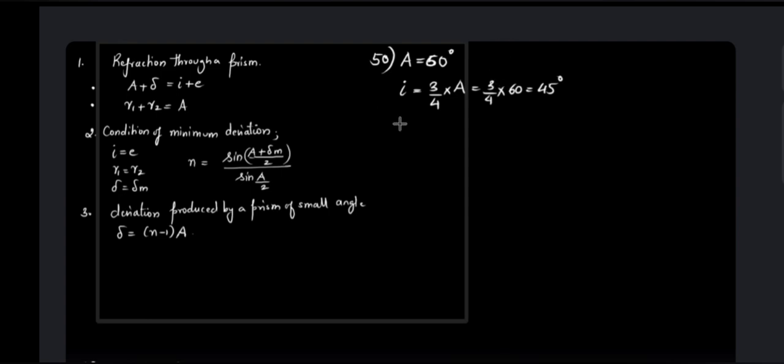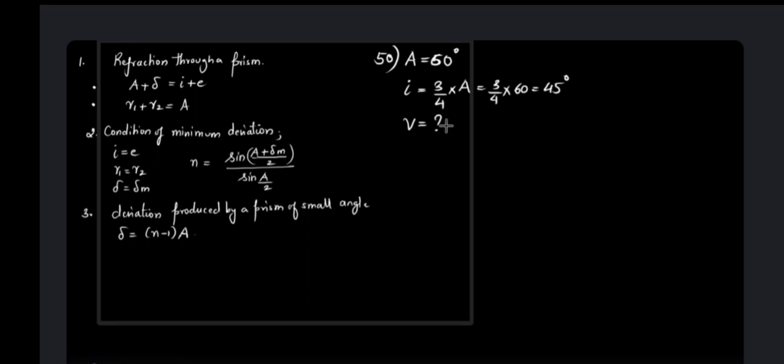Calculate the speed of light in the prism. So here, to find out the speed of light inside the prism, what we will have to do is, first we need to know the refractive index so that we can use the formula. The refractive index of the prism is equal to the speed of light in vacuum divided by the speed of light in the prism. So V will be equal to C upon N. So N we can find out easily from the given data.